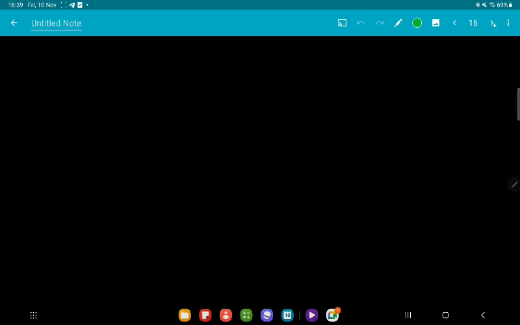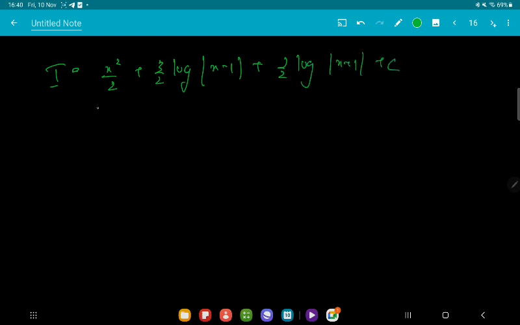That's what I have to integrate now. I will get x squared by 2, log of (x minus 1), plus 1 upon 2 log of (x plus 1), plus the remaining terms. This will be our final answer.